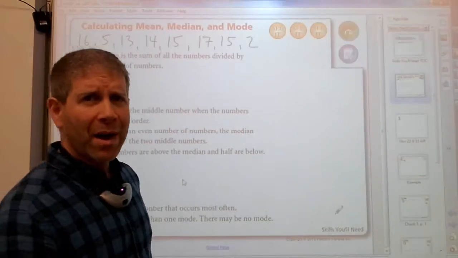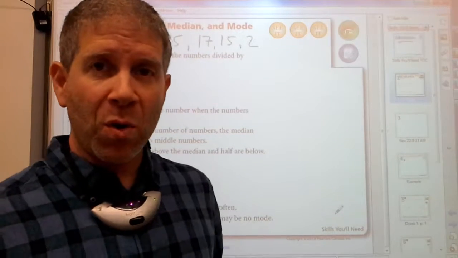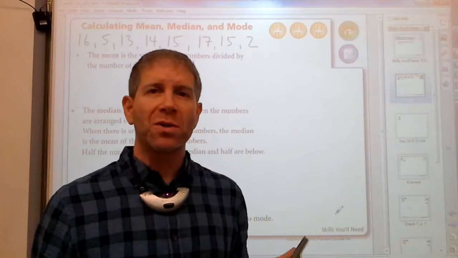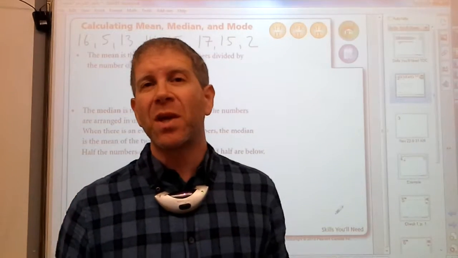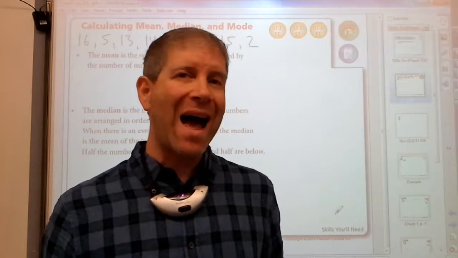We're going to be talking about the mean, the median, and the mode. And why do we use those? They are called measures of central tendency. The reason we use those is the same reason you have an average.